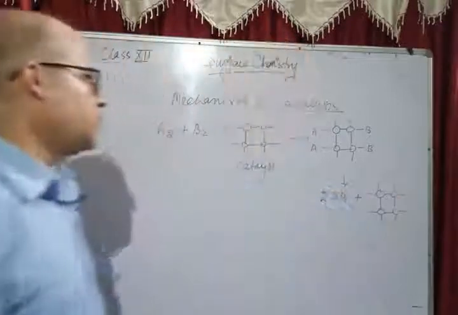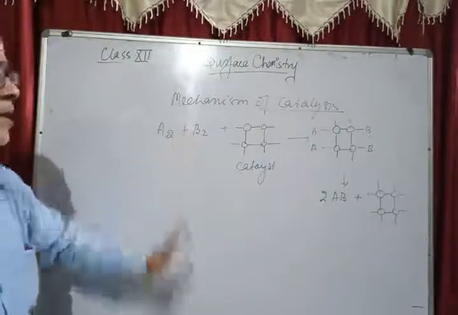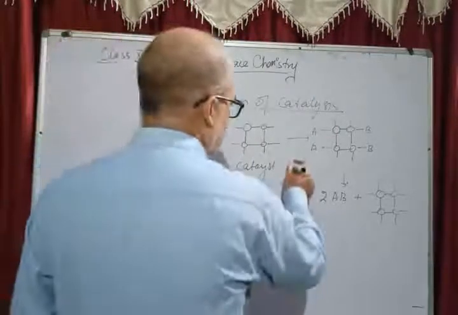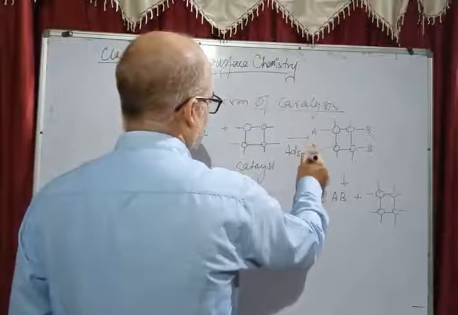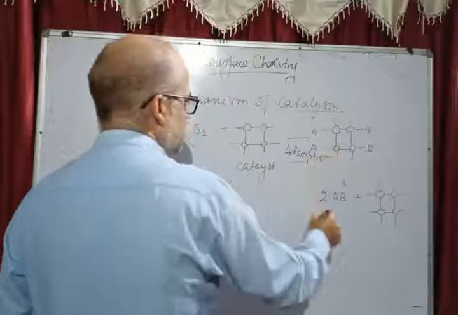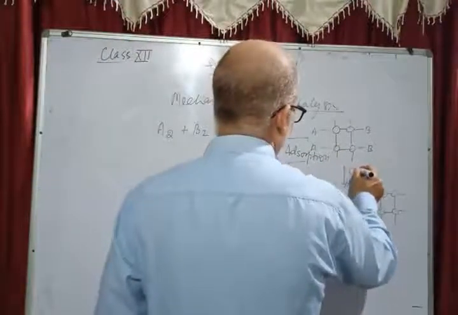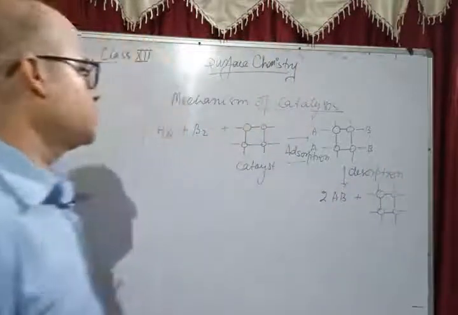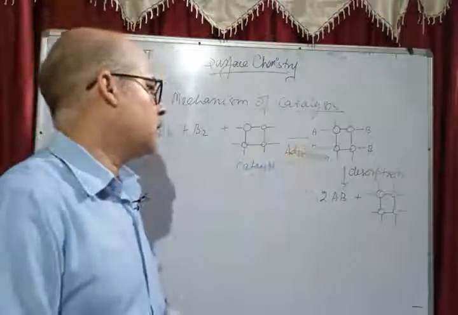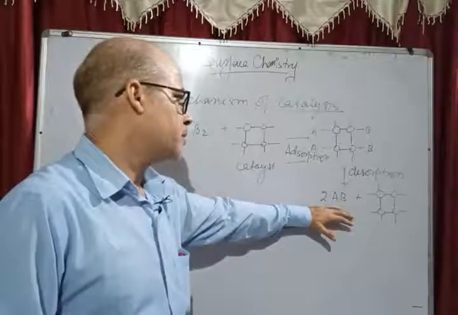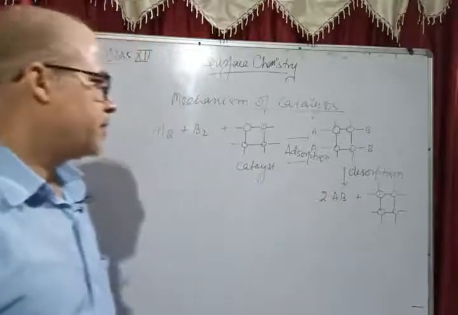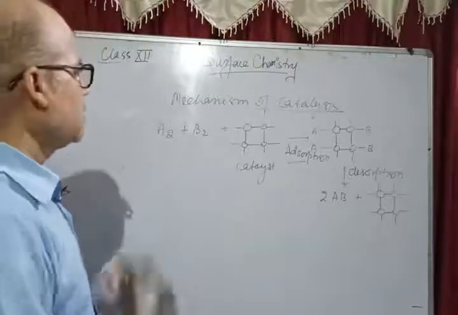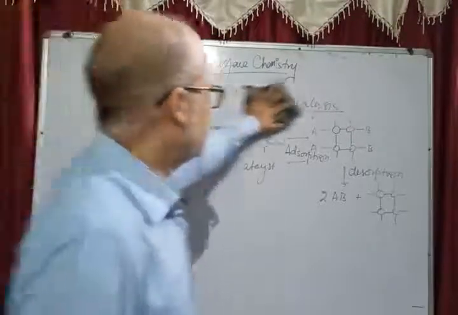Okay, this way reactant and catalyst interact with each other. Here is the process of adsorption. Here is adsorption and here is desorption. It means here these two get adsorbed, and after formation of product it gets desorbed, meaning separated from the complex.